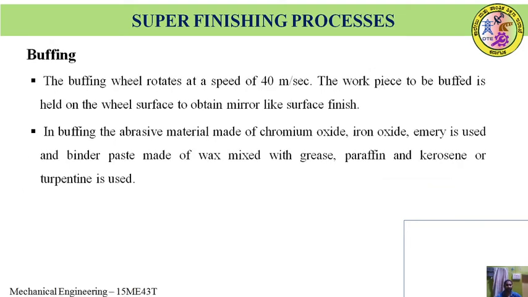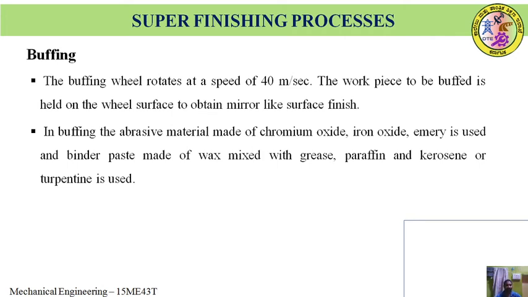The buffing wheel rotates at a speed of 40 meters per second. The workpiece to be buffed is held on the wheel surface to obtain the mirror-like surface. So here the buffing wheel is rotated and the workpiece is held on this rotating buffing wheel.